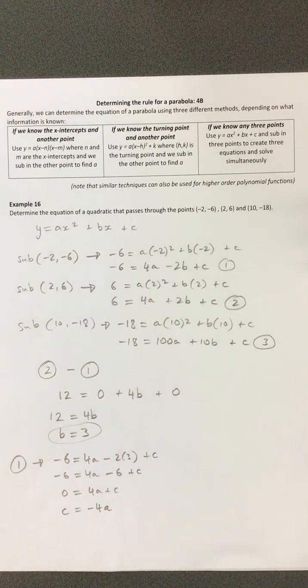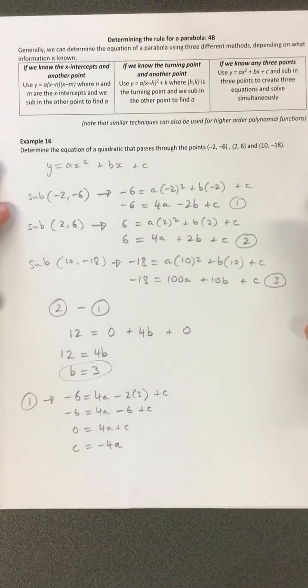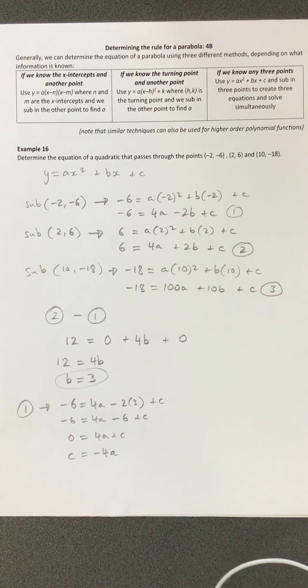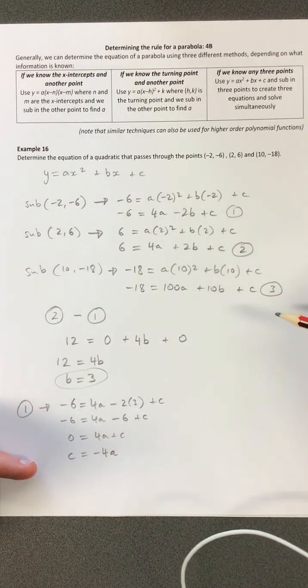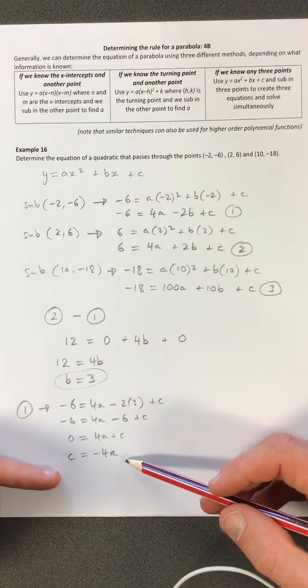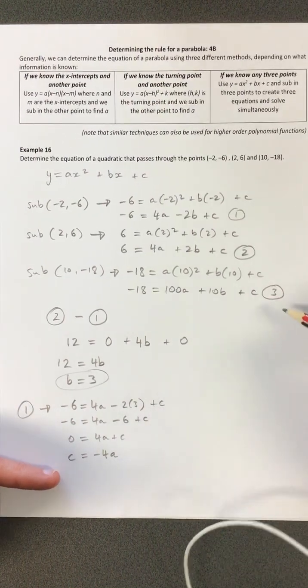So that doesn't give me a solution yet. Oops, sorry, went off screen a bit there. That doesn't give me a solution yet, but now I have something that I could sub into one of the other equations. So we could sub C equals negative 4A into equation 3.